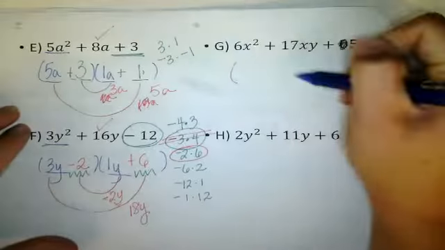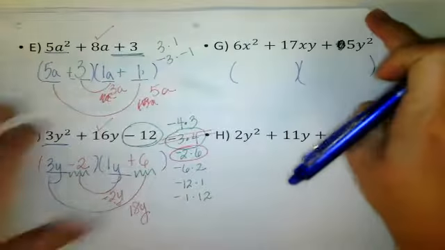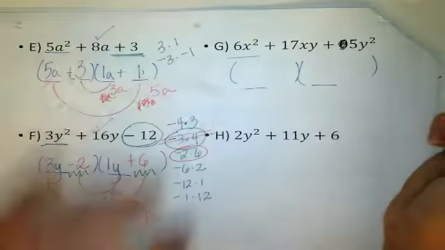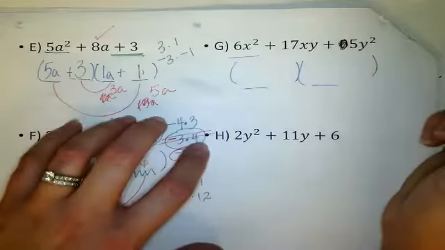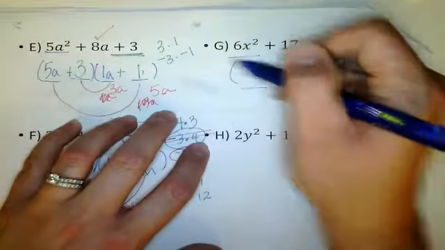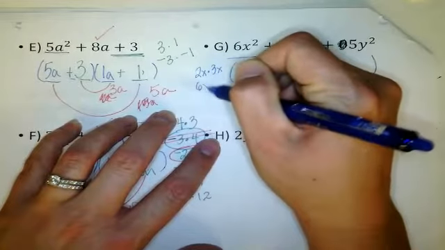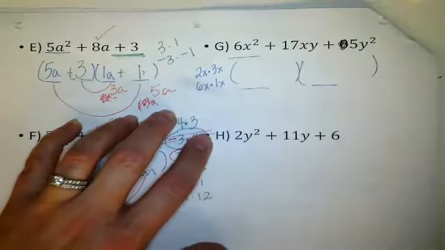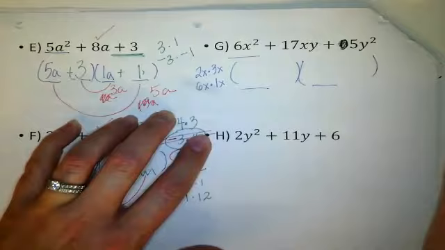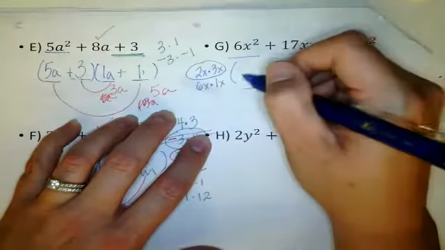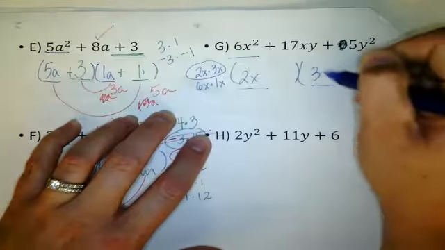Here we go. First times first has to be 6x squared. What times what is 6x squared? 2 and 3. Oh, we got some choices, right? 2x times 3x, but also 6x times 1x. What do you want to try? 2 and 3? Okay. Can start with those. 2x times 3x.